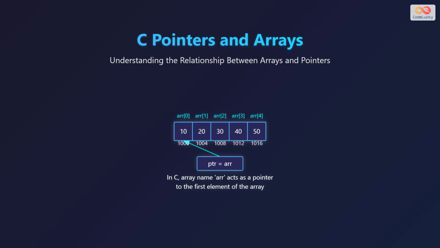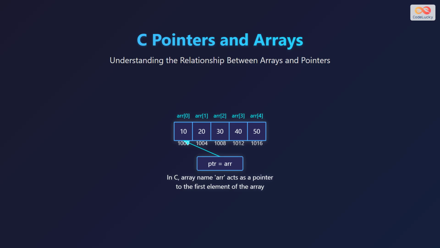In this video, we're going to explore the relationship between C pointers and arrays. Understanding how these two concepts interact is crucial for mastering C programming. We'll cover how arrays are essentially treated as pointers to their first element.